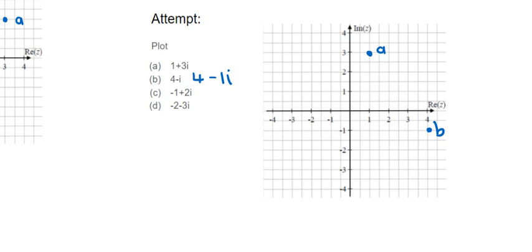C then is minus 1 plus 2i, so I'm going to go across to minus 1 and up to 2 because it's plus 2i, so that is C. And then last one, minus 2 minus 3i, so I'm going across to minus 2 and then down 3, so down here. So that's D then.